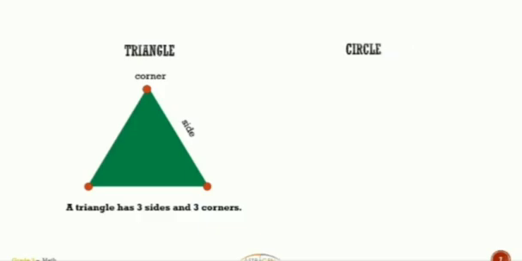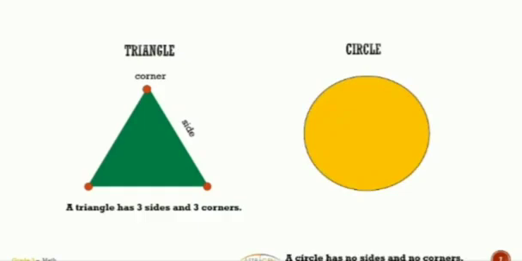Now triangle. A triangle contains 3 sides and 3 corners. Now come to circle. Circle is like a shape of your watch, has no sides, no corners.